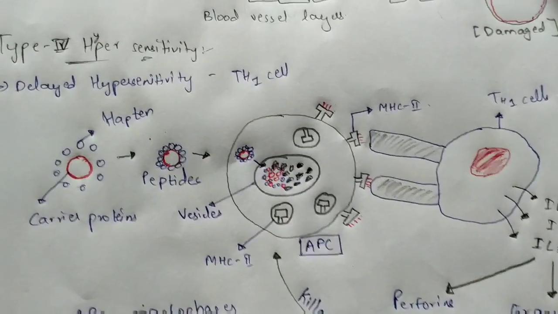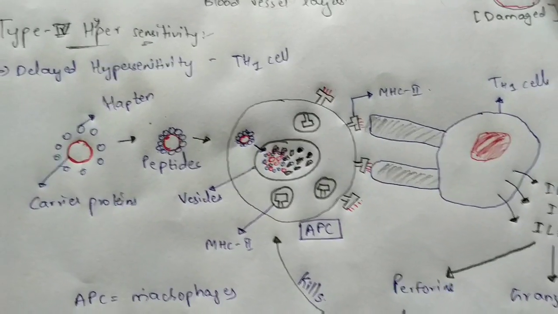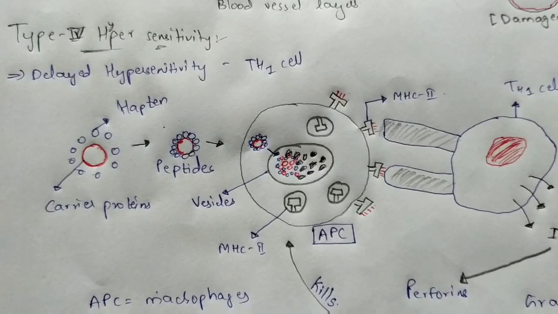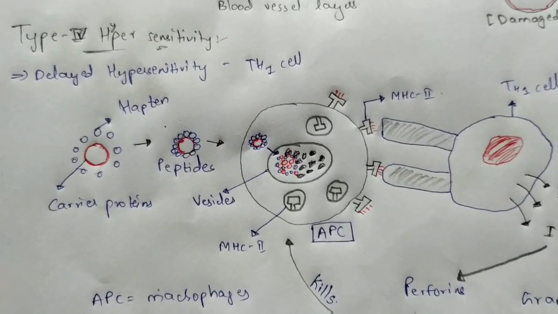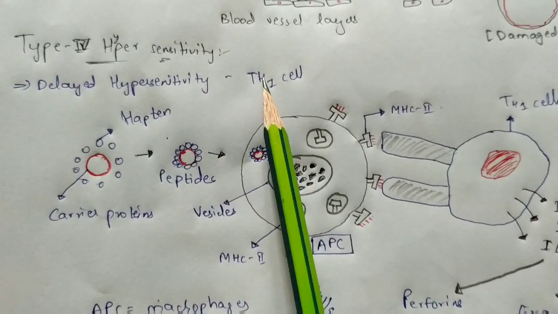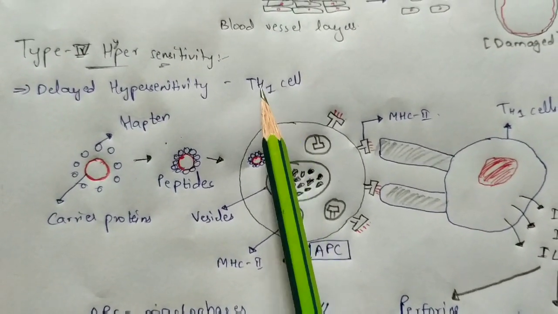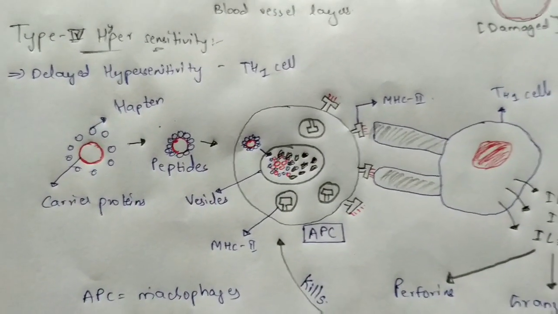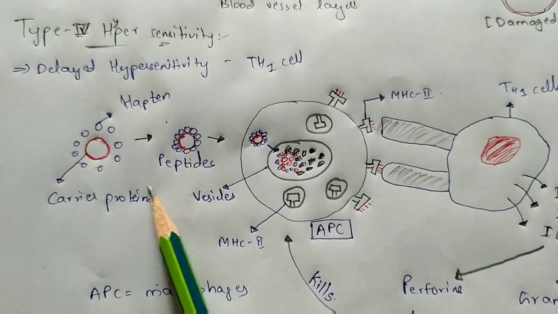This is very important. If you see here, this is type 4 hypersensitivity, and we can define it as a delayed hypersensitivity. It is a delayed hypersensitivity which is mainly mediated by T helper cells. So now let us see the phenomenon. It is very easy and also very important to remember. If you see here, listen properly.